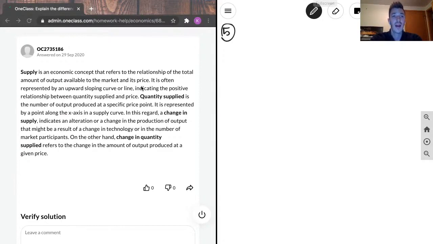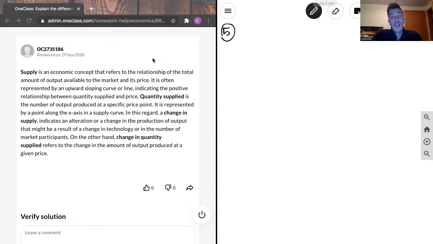It is often represented by an upward sloping curve or line, indicating the positive relationship between quantity supplied and price. Quantity supplied, on the other hand, is the number of output produced at a specific price point. It is represented by a point along the x-axis in a supply curve.